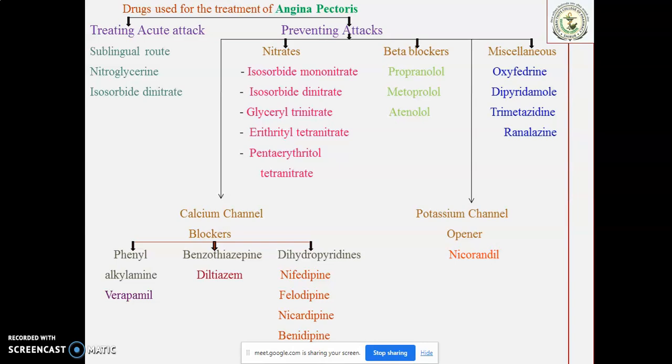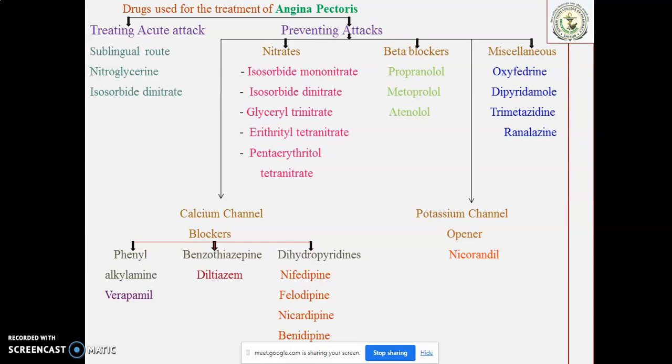In case of beta blockers, we have example propranolol, metoprolol, atenolol. And you all know propranolol is a non-selective beta blocker, while metoprolol and atenolol have the para position substituent, and that indicates they are the beta 1 blockers, aromatic ring with para substituent. Then potassium channel opener, we have example nicorandil. And in case of miscellaneous, we have example oxyphedrine, dipyridamole, trimetazidine, ranolazine.